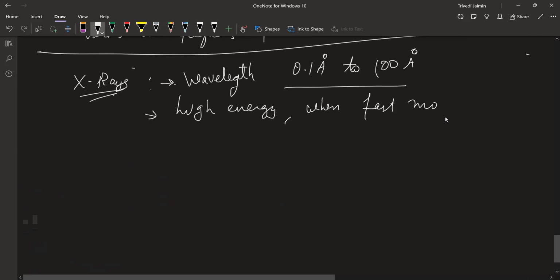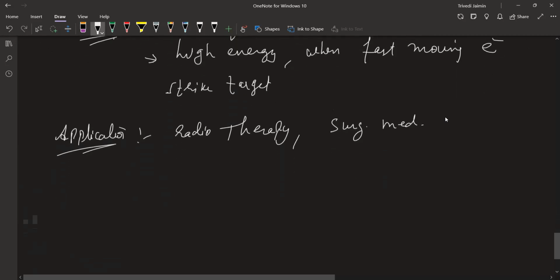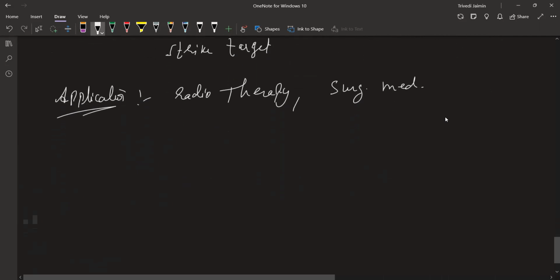When they strike a target. Application: in medicine and surgery, radiotherapy, so many things, right? Radiotherapy, surgery, medicine, and to find some internal structure of a material or crystal. What are the properties?